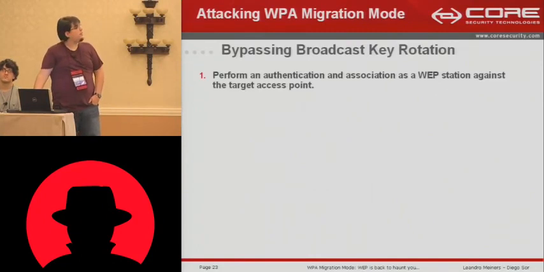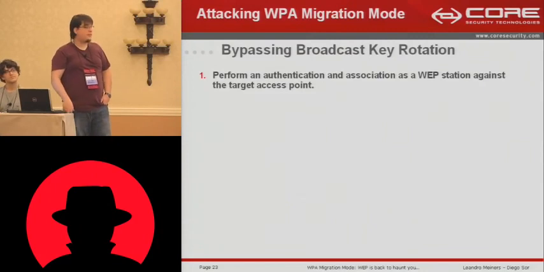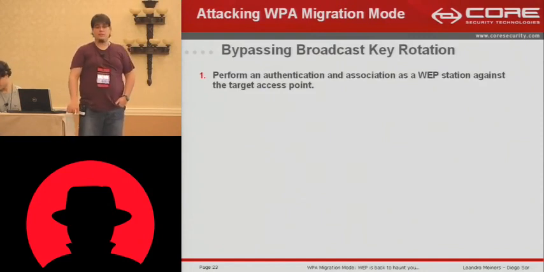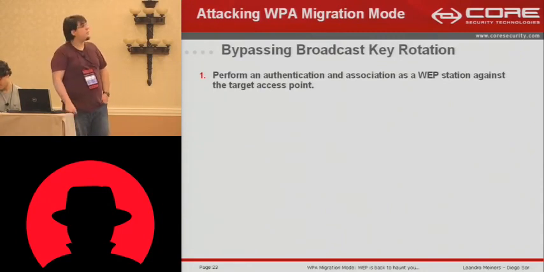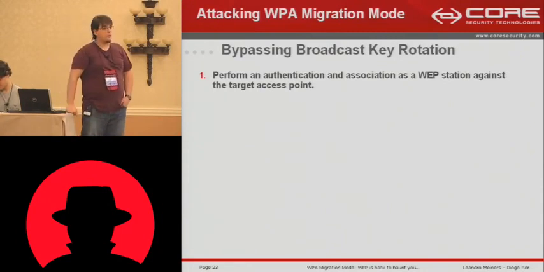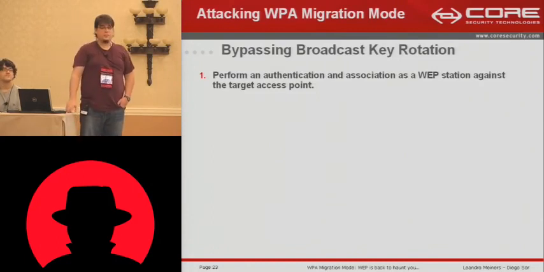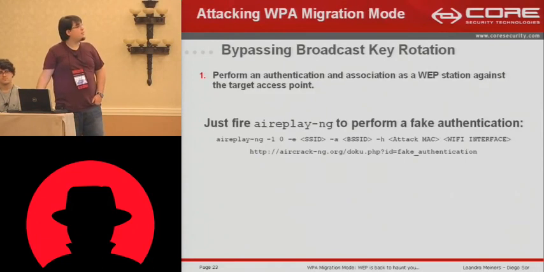So basically, in order to bypass broadcast key rotation, all we have to do is tell the AP that we have joined the network as a WEP station and that we can't do dynamic rotation. So the AP falls back to the statically configured key, and we have exactly the same scenario as before. And if we look at what we were doing, this is the first step of our attack. So basically, this feature does not enhance the security at all. It doesn't change any of the facts. So in order to bypass this, we do a fake authentication with aireplay.